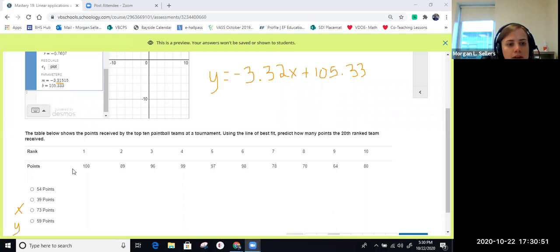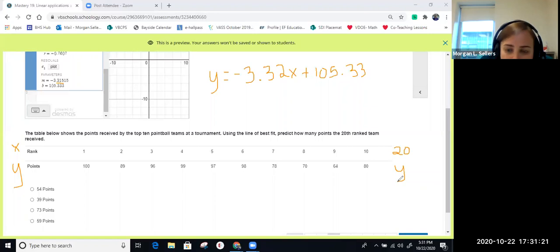Okay, so now let me get rid of this. I need to write this again. So X and Y. All right, so it's asking us, it says, using the line of best fit, predict how many points the 20th ranked team received. So rank, again, is our X value. So I'm going to put, so we have our X, and we want our points, so that's our Y.